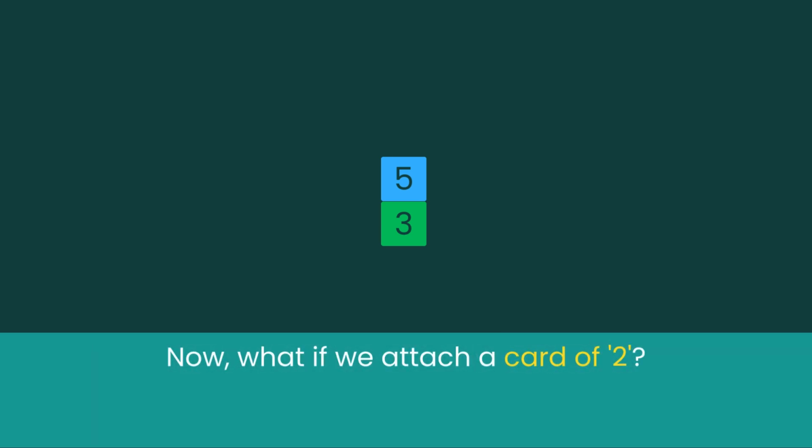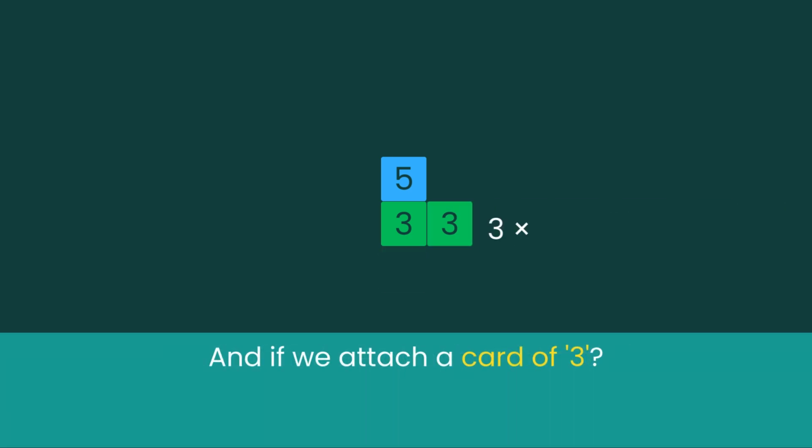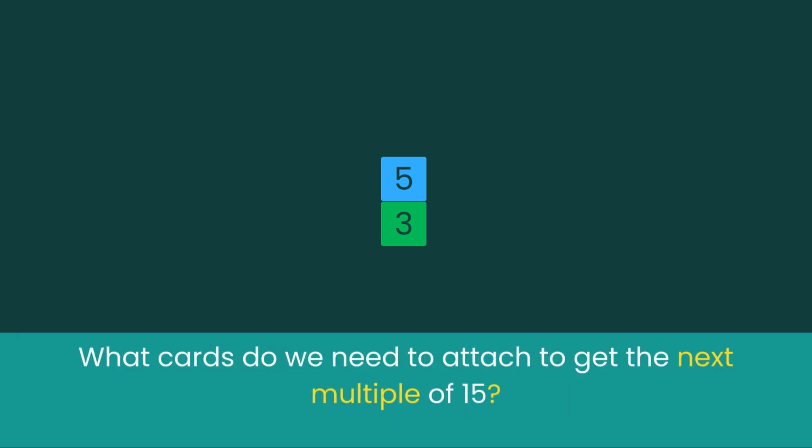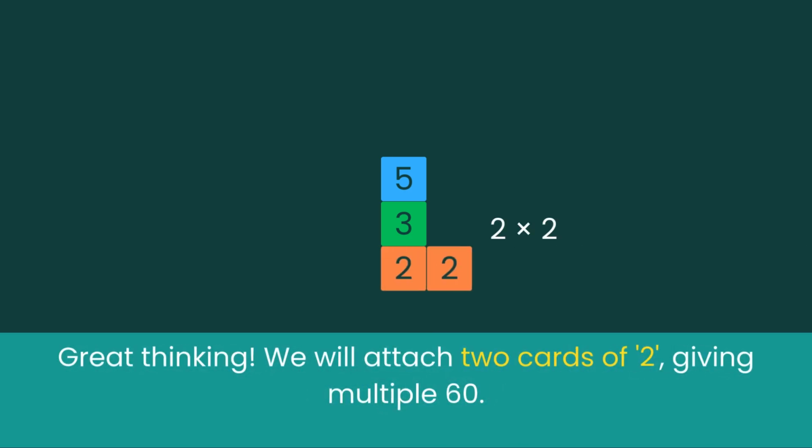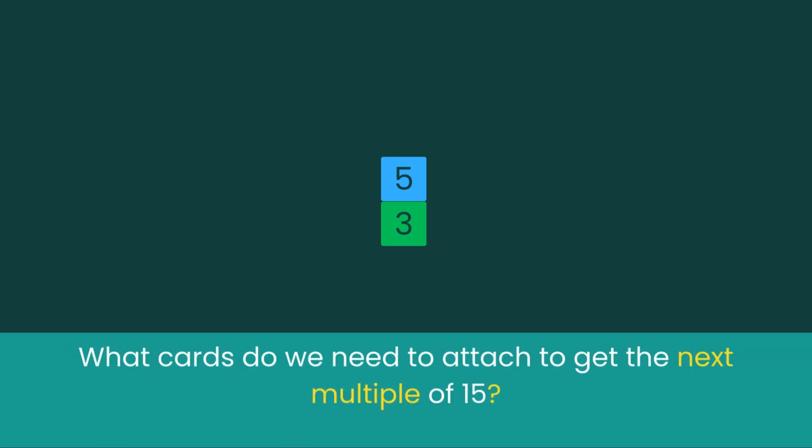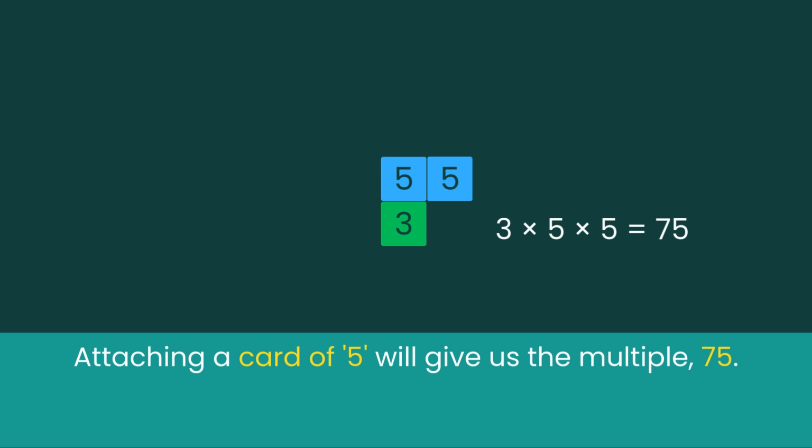Now, what if we attach a card of 2? Take a moment. Yes. We get 30. And if we attach a card of 3? Perfect. We get 45. What cards do we need to attach to get the next multiple of 15? Great thinking. We will attach 2 cards of 2, giving us 60. And what about the next multiple? You are right. Attaching a card of 5 will give us the next multiple, 75.